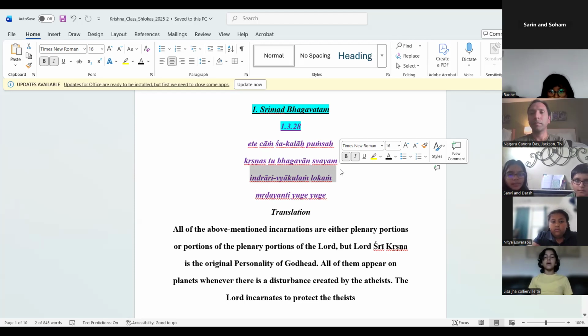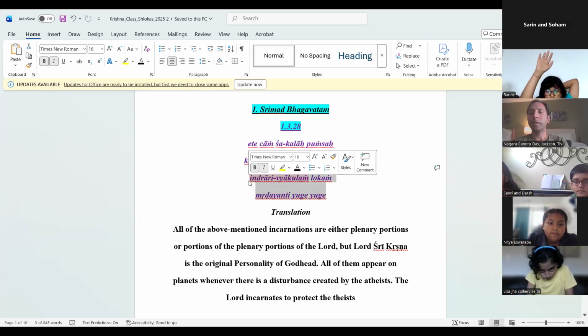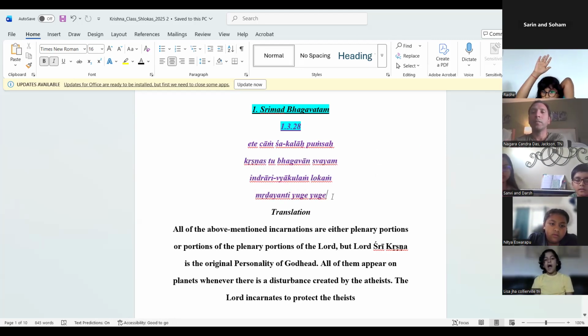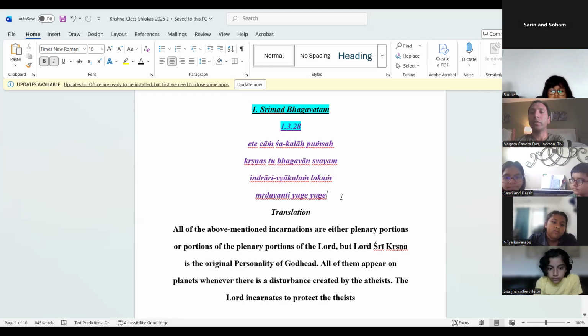Indrari vyakulam lokam, mridayanti yuge yuge. So he appears in different yugas. Krishna appears in different plenary portions, or portions of plenary portions, whenever there is a rise of irreligion or a fall of religion.